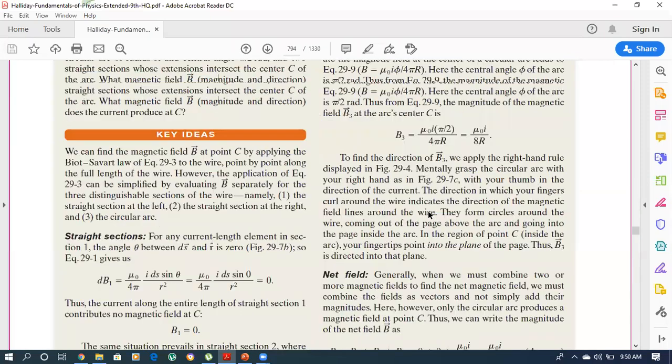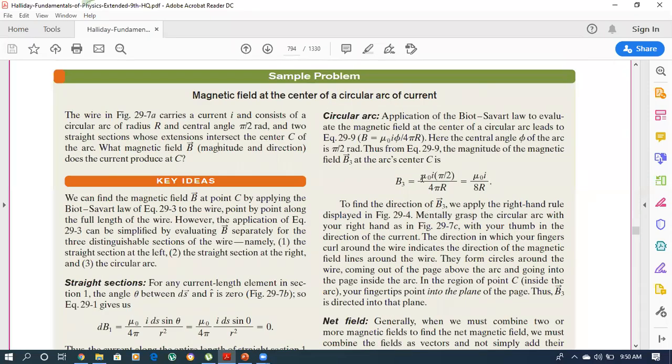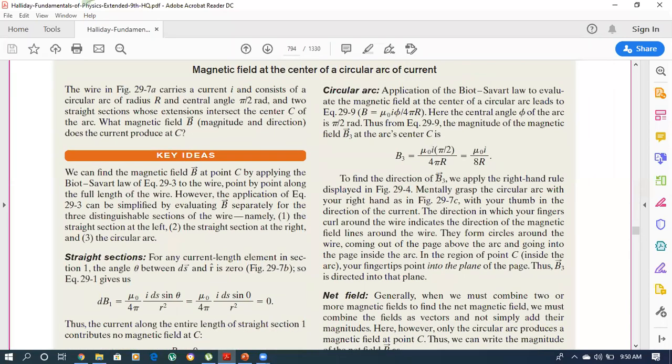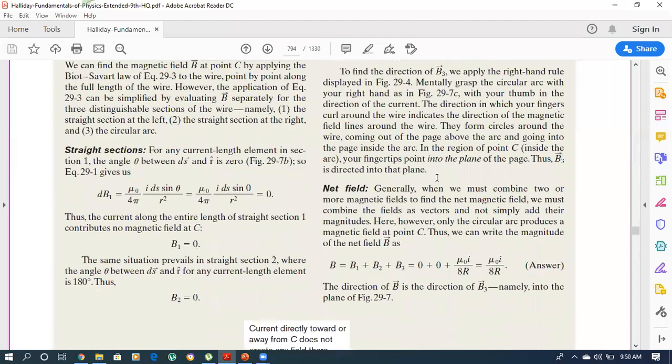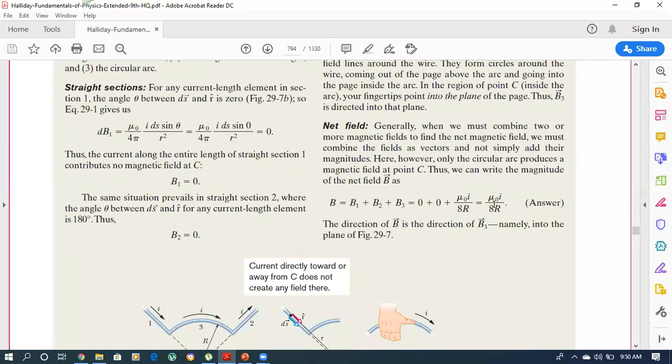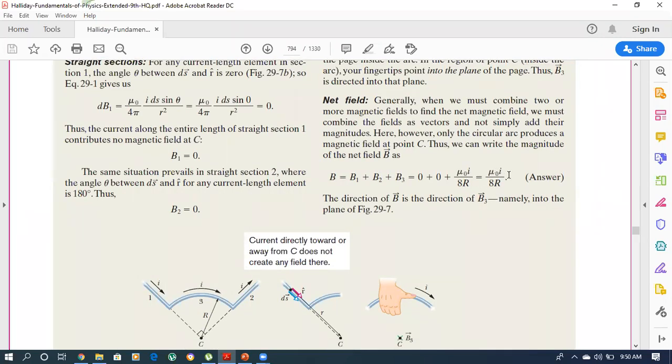We will determine this by using this equation, putting pi by 2 instead of theta in sine theta. So the net magnetic field due to this whole configuration will be mu naught I over 8r. Because we are not given the magnitude of the radius r, this is the general equation. When we are given the magnitude of current and r, we will put the values into this equation and can determine the direction of the magnetic field.